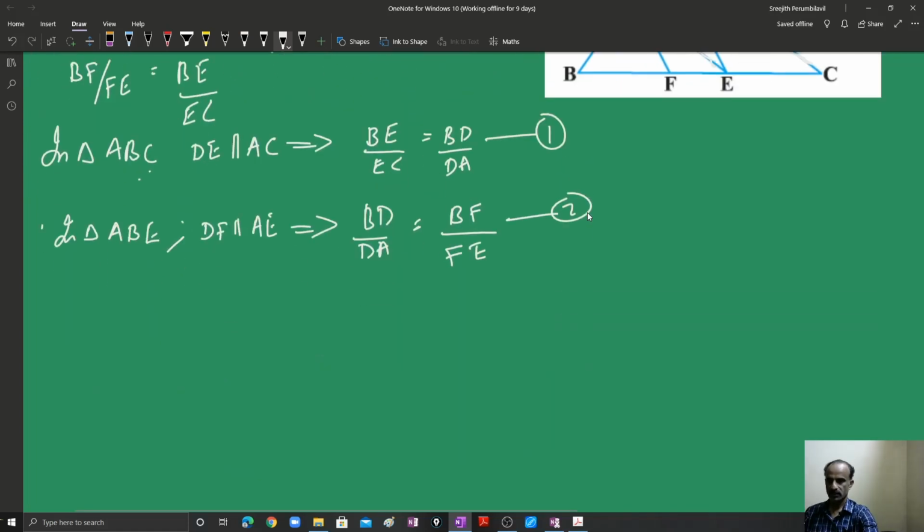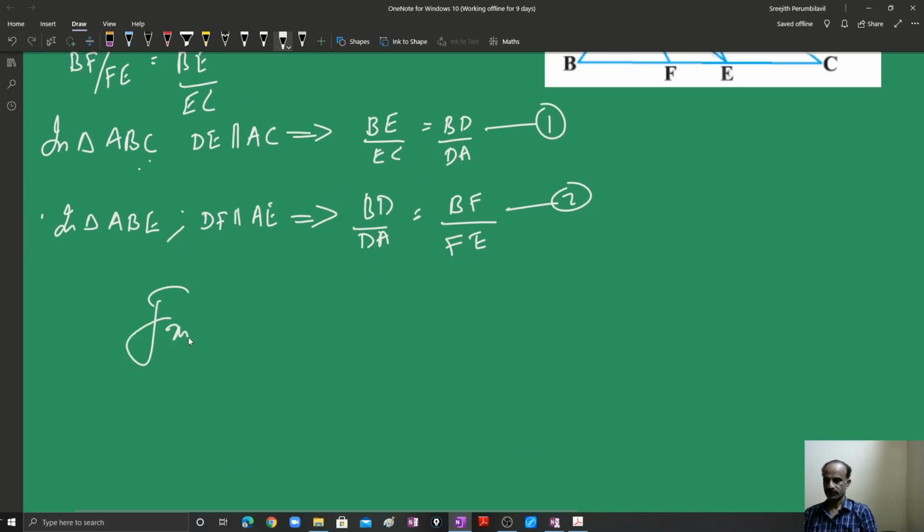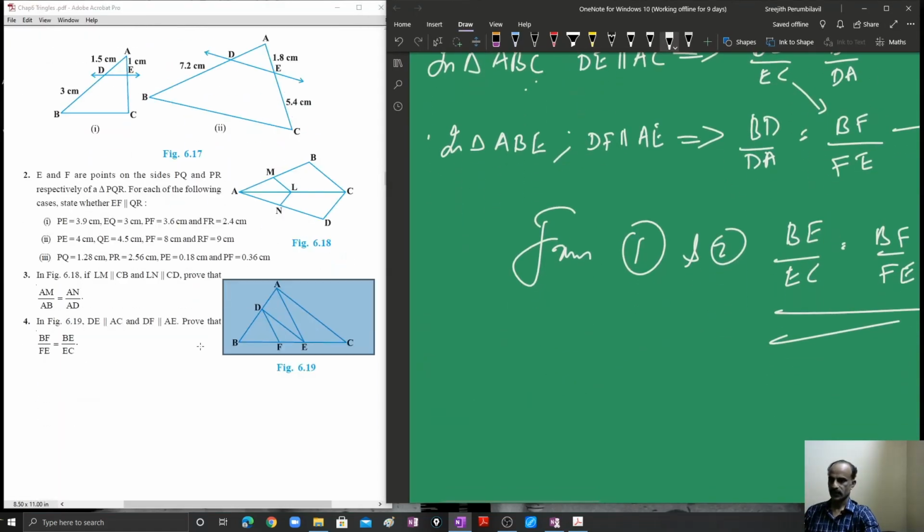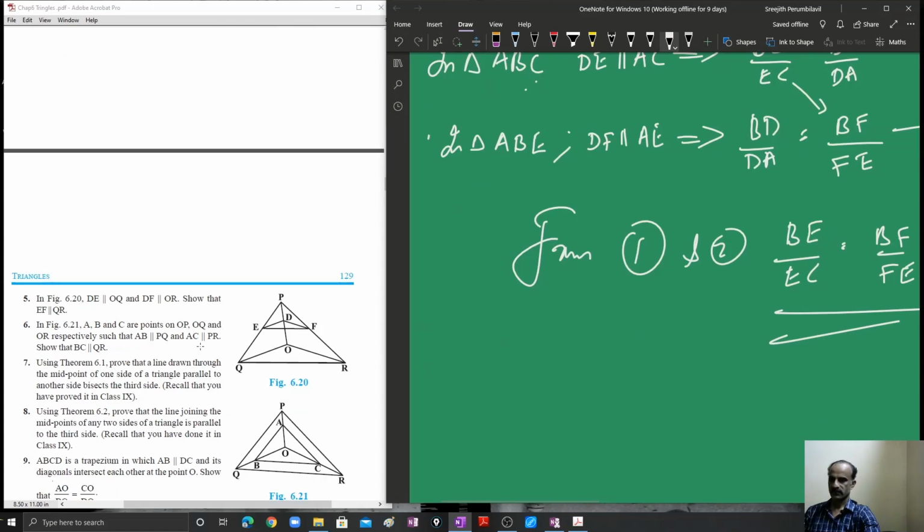From 1 and 2, what happens? BE by EC is this, but that is equal to this. Therefore, these two are equal. So, BE by EC is equal to BF by FE. That is what has been asked to prove. Okay, fine.